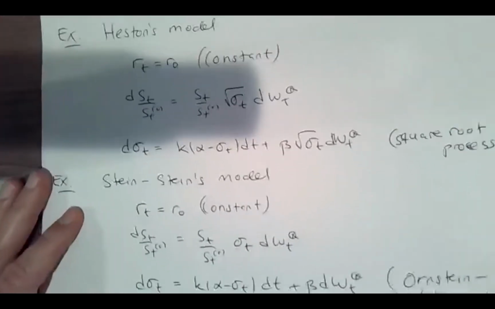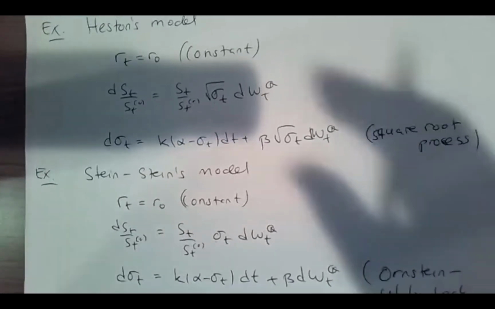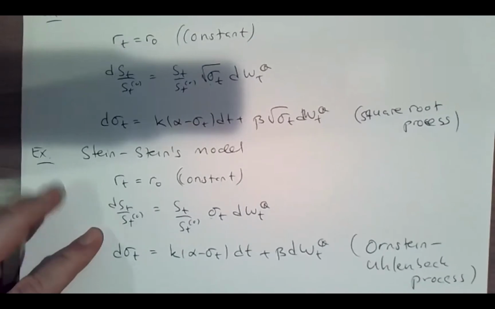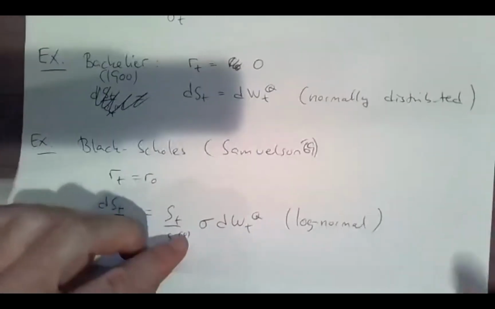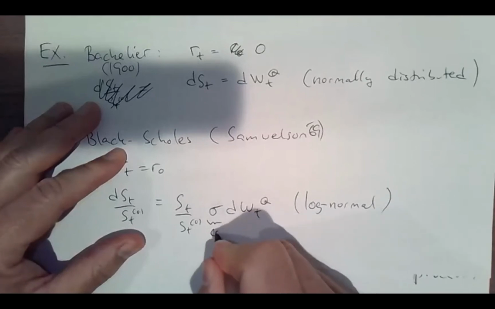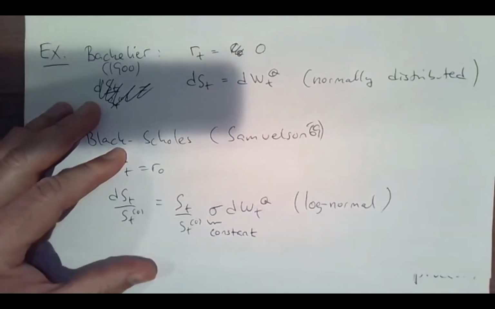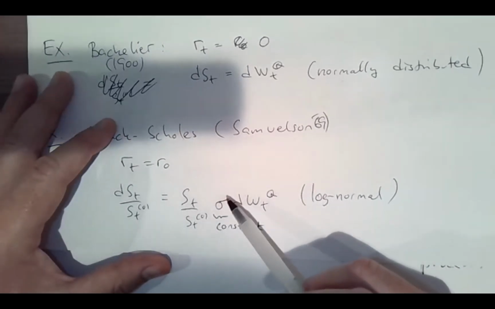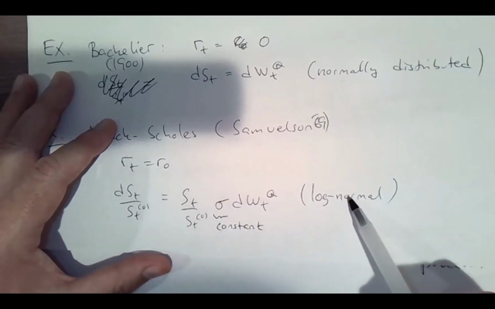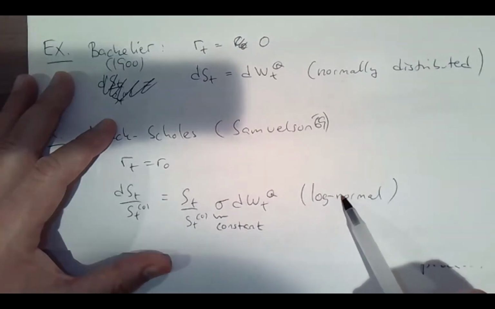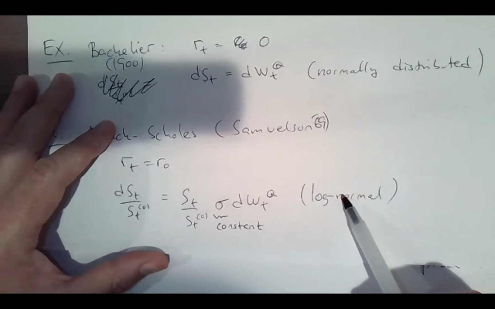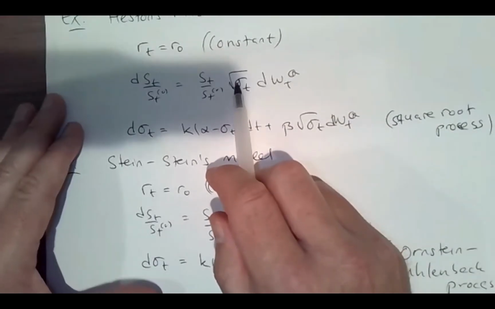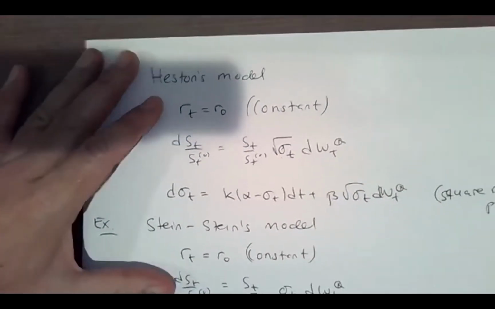So for those two, the Heston and the Stein's model, there was a d sigma t, but for the Black-Scholes, was there still a d sigma t there, or no? This is a constant. In Black-Scholes, the volatility is a constant, and this is what gives you the log normality over here. Here, this is not constant. This is a stochastic process itself. But this is an example of a stochastic vol model.